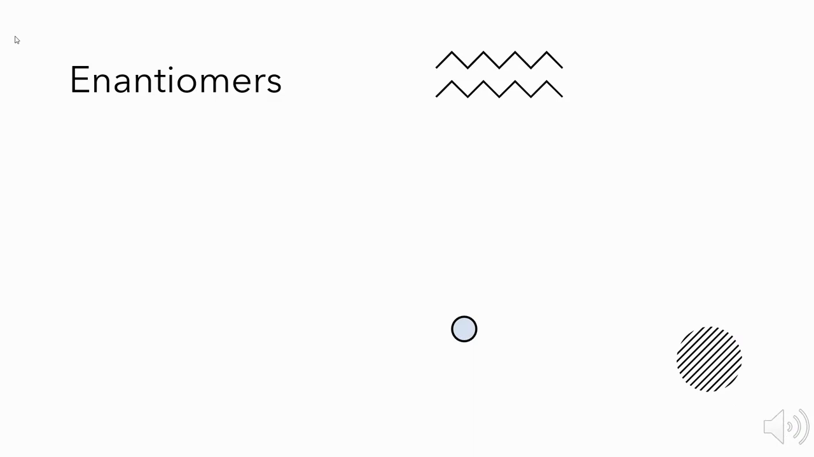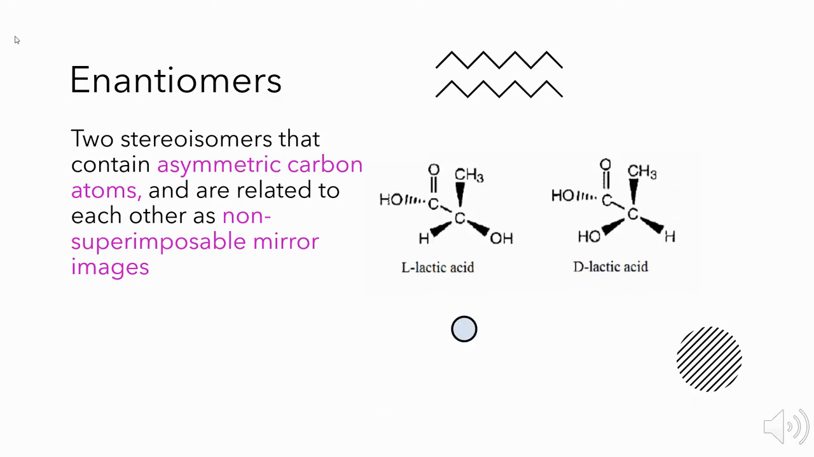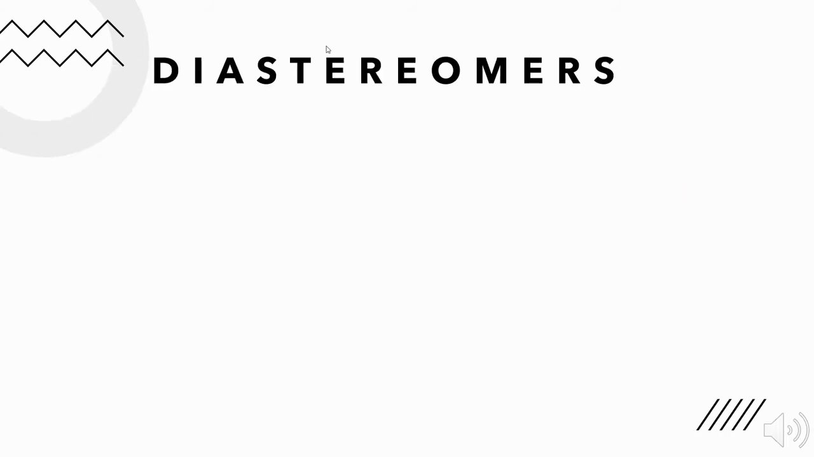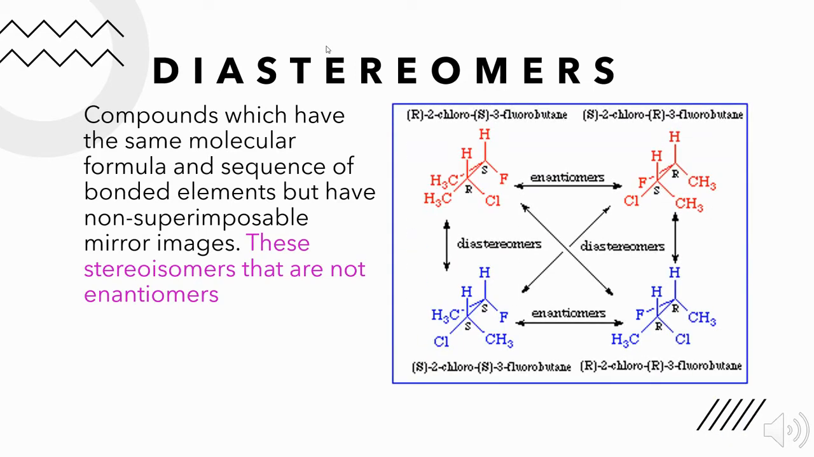Now we'll talk briefly about the two types of stereoisomers. Enantiomers are two stereoisomers that contain asymmetric carbon atoms and are related to each other as non-superimposable mirror images. Next, we have diastereomers, which are defined as compounds which have the same molecular formula and sequence of bonded elements but have non-superimposable mirror images. These stereoisomers are also defined as not enantiomers.